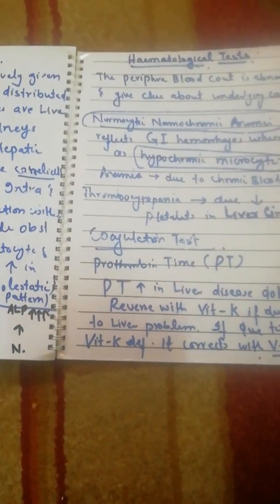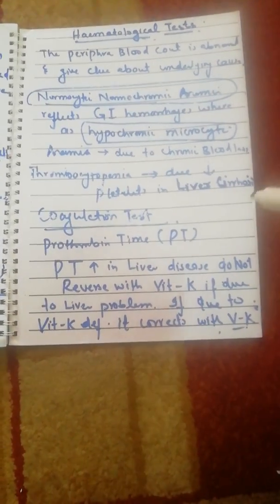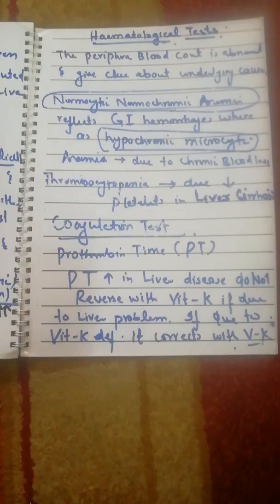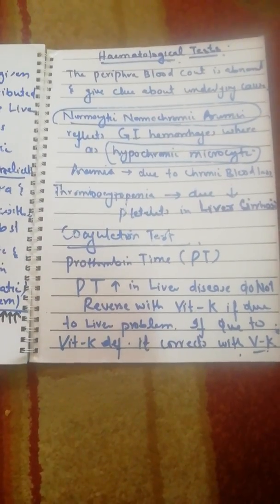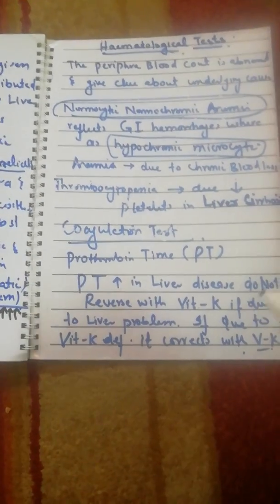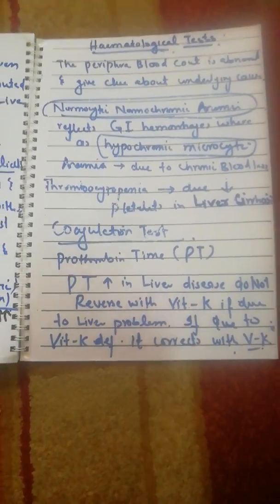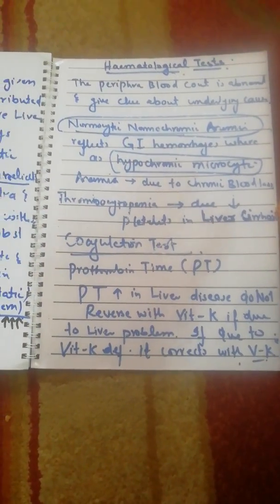So the next test is the coagulation test. In the coagulation test we have prothrombin time. Prothrombin time increases in liver disease, but if prothrombin time is increased and we give vitamin K and this reverses with the vitamin K, then this will not reflect liver disease. But in case of liver cirrhosis, if we give vitamin K, this will not reverse. So prothrombin time will increase in case of liver cirrhosis.